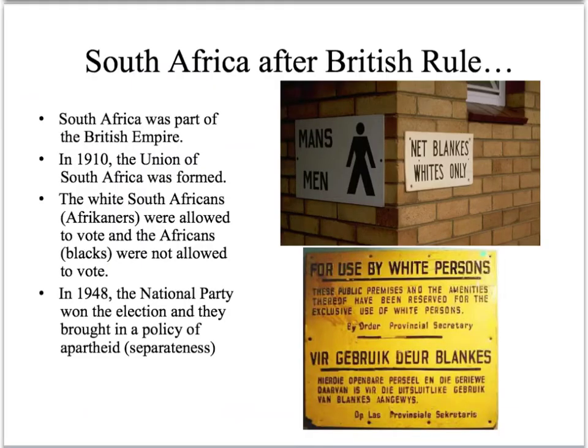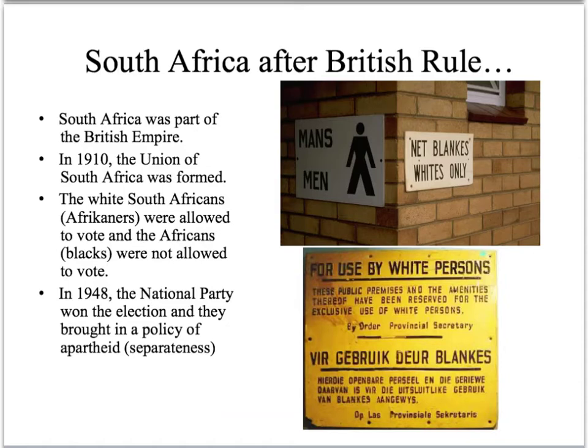South Africa after British rule. South Africa had been part of the British Empire for nearly 300 years. In 1910, various parts controlled by Britain in southern Africa were brought together to form the Union of South Africa. In South Africa, there was a mixture of both white and black inhabitants. The white South Africans, often referred to as Afrikaners, were allowed to vote, but the black Africans, who made up the vast majority of the population, were not allowed to vote.